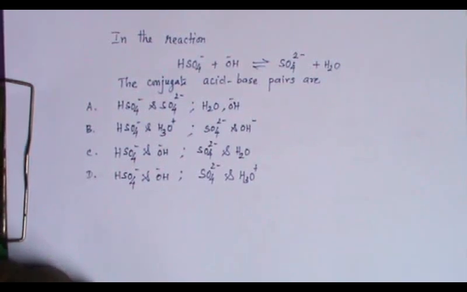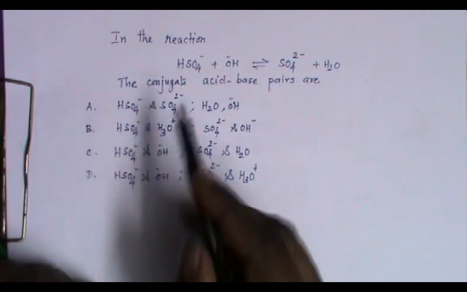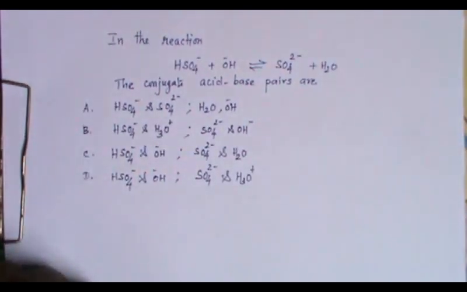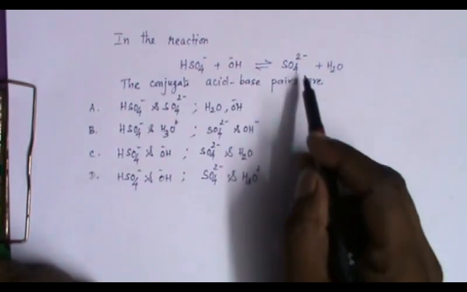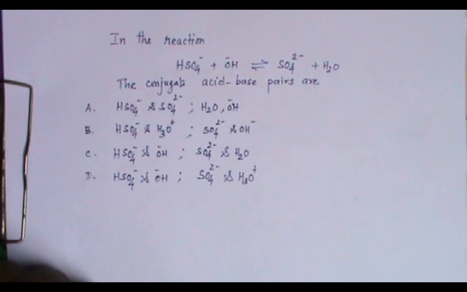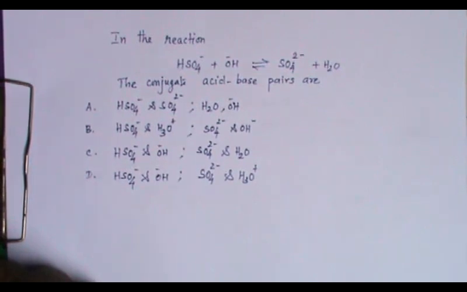In this video, we are going to solve a problem based on acid-base theory. In the reaction, HSO4 minus plus OH minus gives SO4 2 minus and water. What are the conjugate acid-base pairs? It is a very simple problem. If you have some idea about conjugate acid and base, you can solve this in no time.